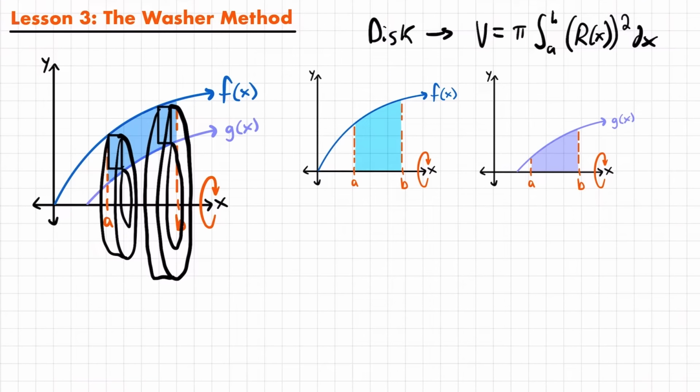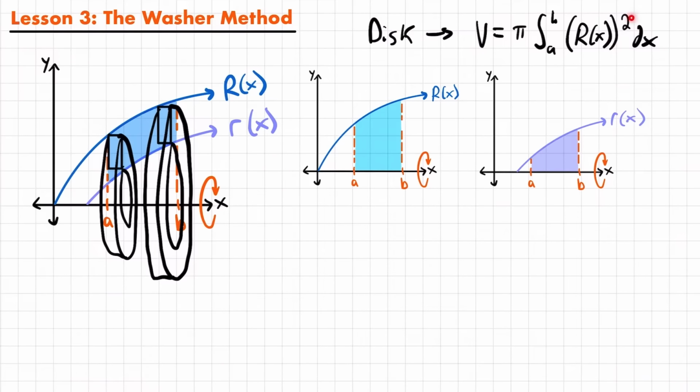Okay, and so I'm actually going to relabel these lines. This top function will be our outer radius, which we're going to label with capital R of x, and this lower function will be our inner radius that we will represent with small r of x. And so I'll reflect that over here with these graphs. We have capital R of x and then small r of x.